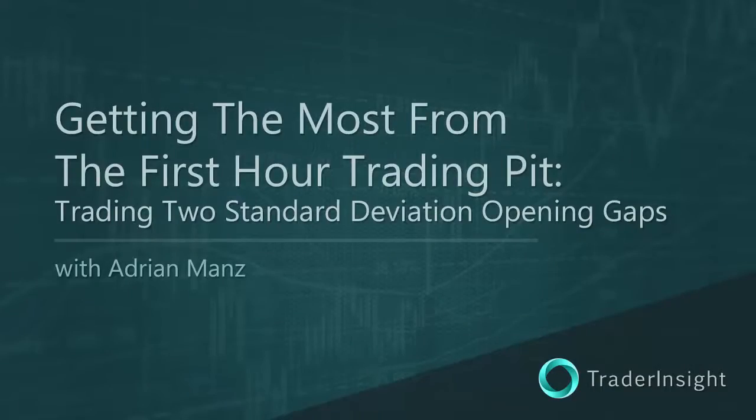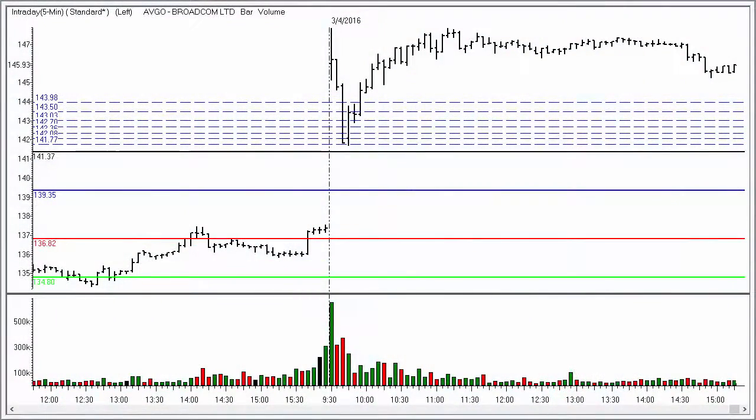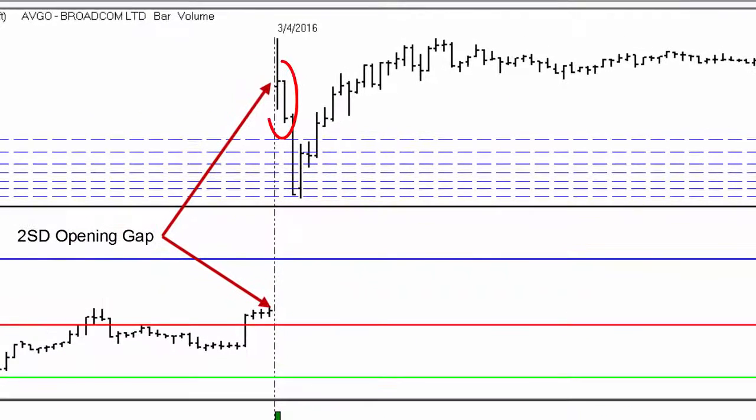Let's take a look at this morning's gap in Broadcom. This is ticker symbol AVGO. And we see we had a big move. Stock gapped up about 10 bucks. Second bar of the session got you into the trade just below the low of the first 5-minute bar.